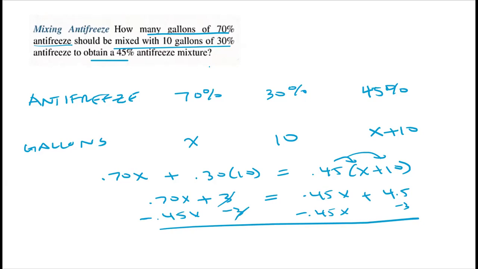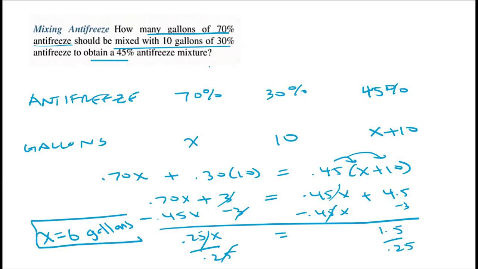So I'll subtract 3 on both sides, and subtract 0.45x on both sides. My 3's cancel, and these cancel. And I have 0.70x minus 0.45x is 0.25x equals 1.5, since 4.5 minus 3 is 1.5. Then I divide both sides by 0.25. So my X is going to give me 6 gallons. That's our answer there.